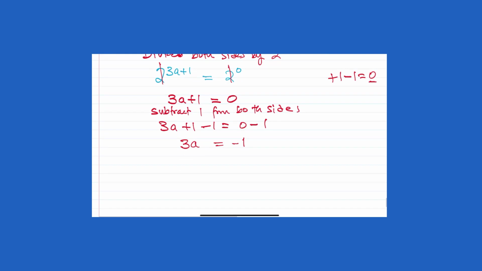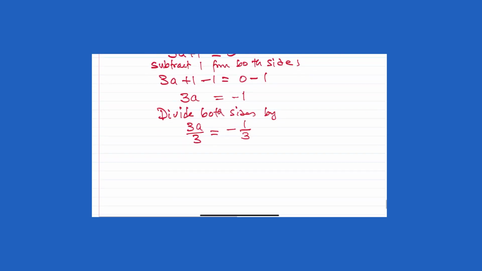So now we come back here to determine the value of a. We are going to divide both sides by 3. So this will be 3a over 3 and minus 1 over 3, and this will cancel out. We are left with a equals minus 1 over 3, and that is the value of a. So please don't forget, always self-check. That's our goal. We want to always self-check.